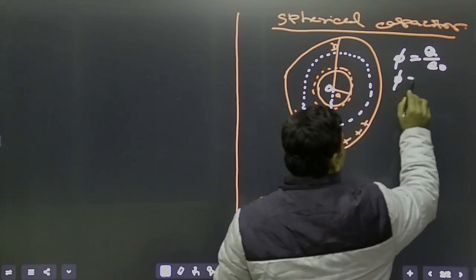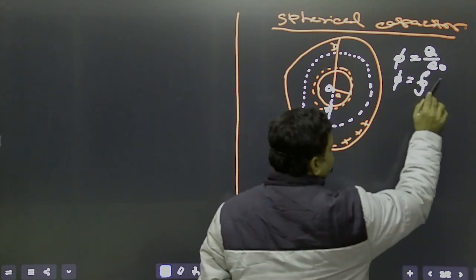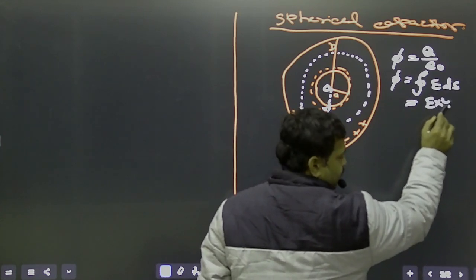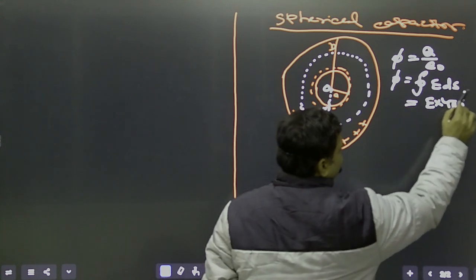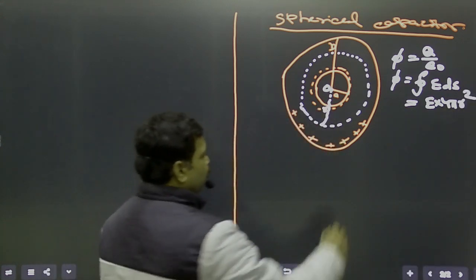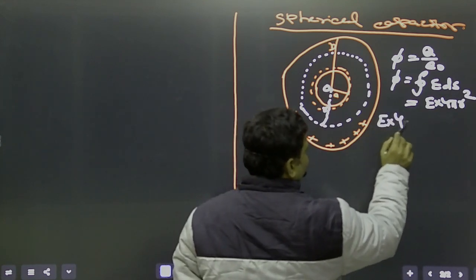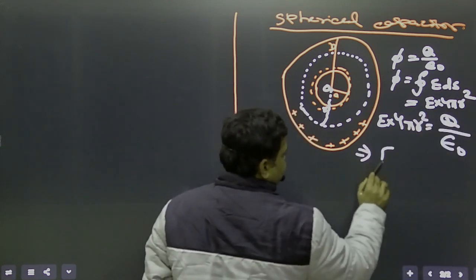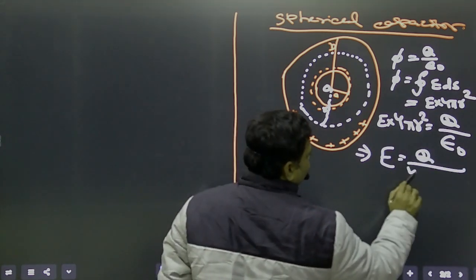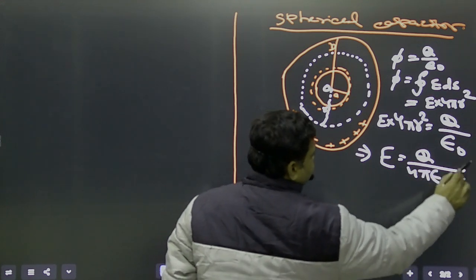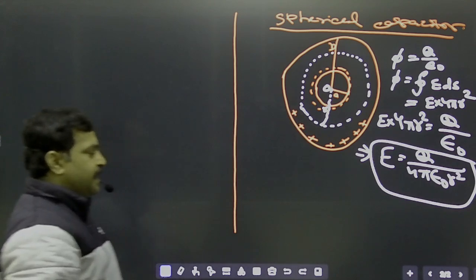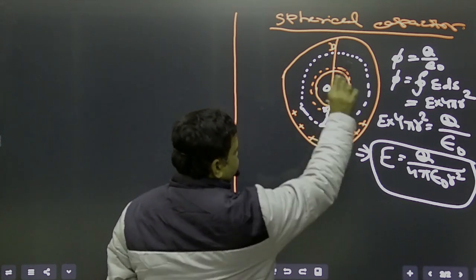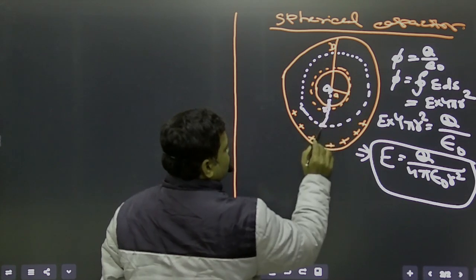Similarly, the flux we can find by the surface integral of the electric field intensity, which will be E into 4 pi r square. By equating these two, we can find the electric field. So E into 4 pi r square is equal to q upon epsilon naught. So E will be equal to q upon 4 pi epsilon naught r square. This is the electric field intensity at any point between the shells, at radius r.